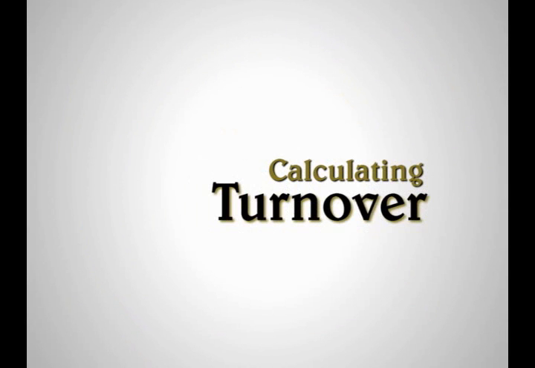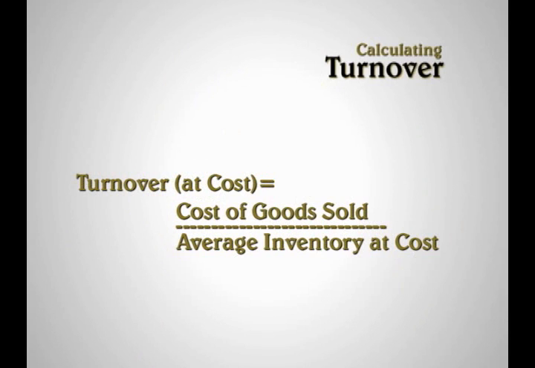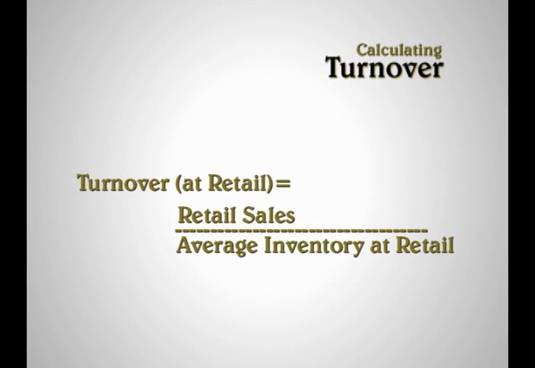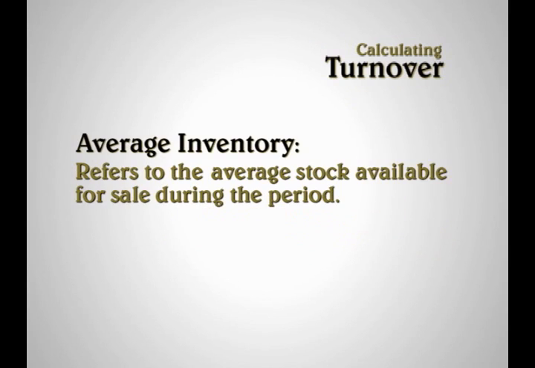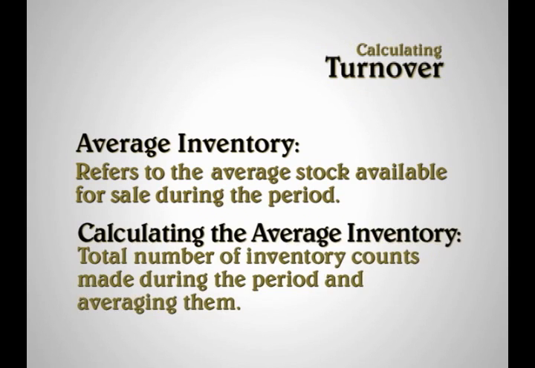The rate of stock turnover can be calculated in three ways: turnover at cost, turnover at retail, and turnover in units. Average inventory refers to the average stock available for sale during the period in question, generally 1 year. It's calculated by totaling the number of inventory counts made during the period and averaging them.